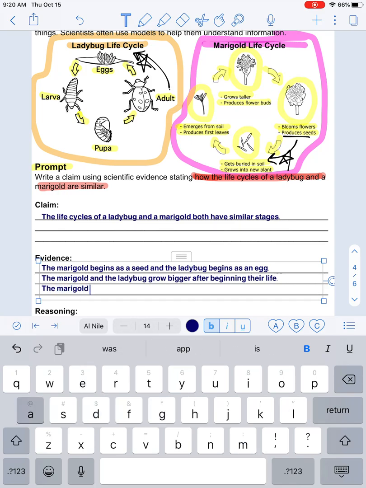So if I go back to my evidence, my third piece of evidence could be the marigold and ladybug reproduce to create new life. And maybe I put in there eggs and seeds. So right now what I'd like you to do is pause the video until you have this down under your evidence section of your paper.